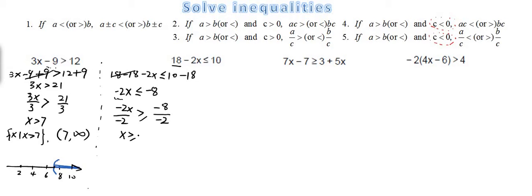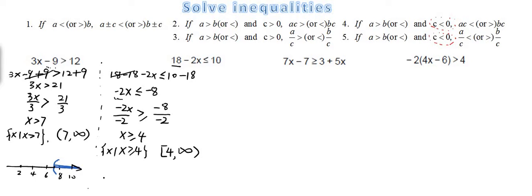x equals 4. Negative 8, negative cancel out. 8 divided by 2 is 4. So we can write it down in set notation as x greater than or equal to 4, and of course we can write down the interval notation. That should be square bracket, because we have an equal sign.